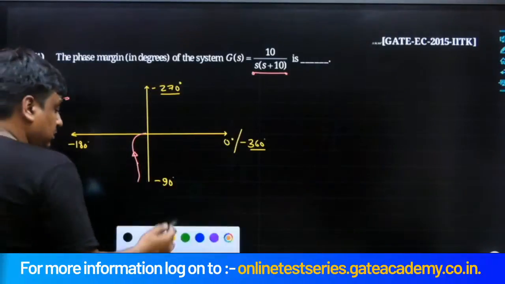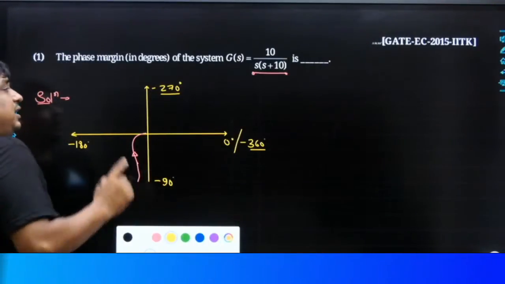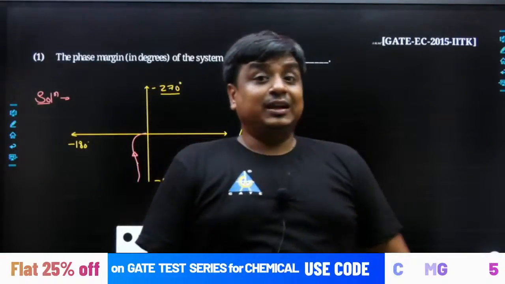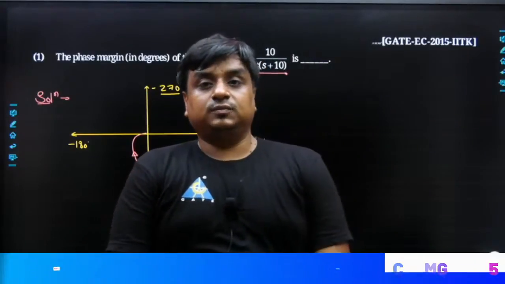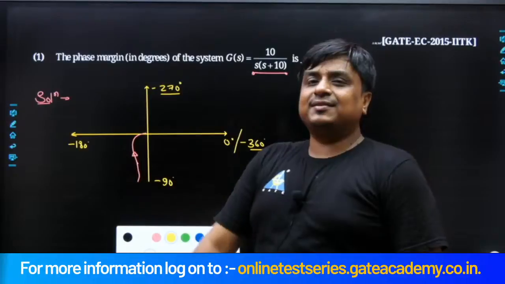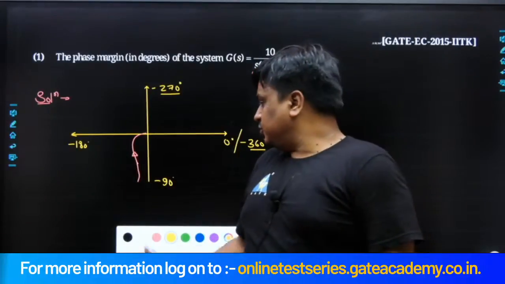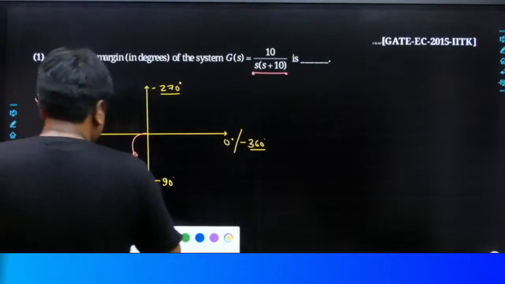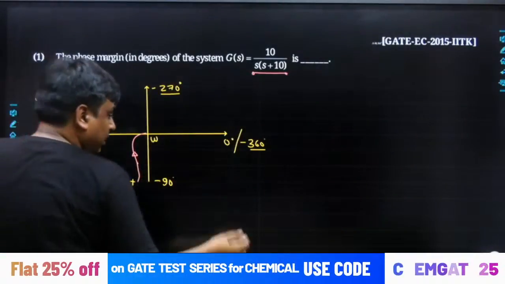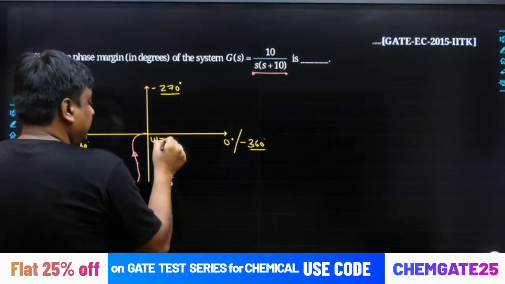Agreed? Agreed what I am saying? See, if we talk about stability, my dear friends, I repeat, when we talk about stability, definitely the Nyquist plot has to be extracted from the given polar plot. This is the first section of the Nyquist plot, where omega starts from 0 plus and goes till infinity plus. This is the location where omega is infinity plus.